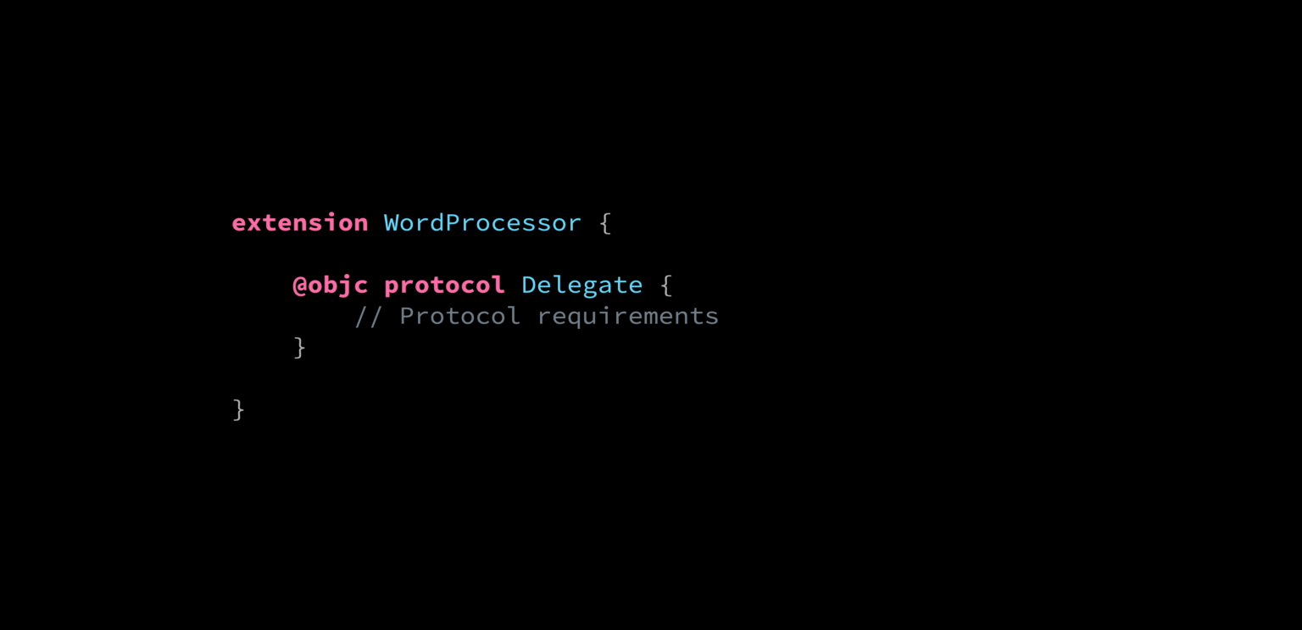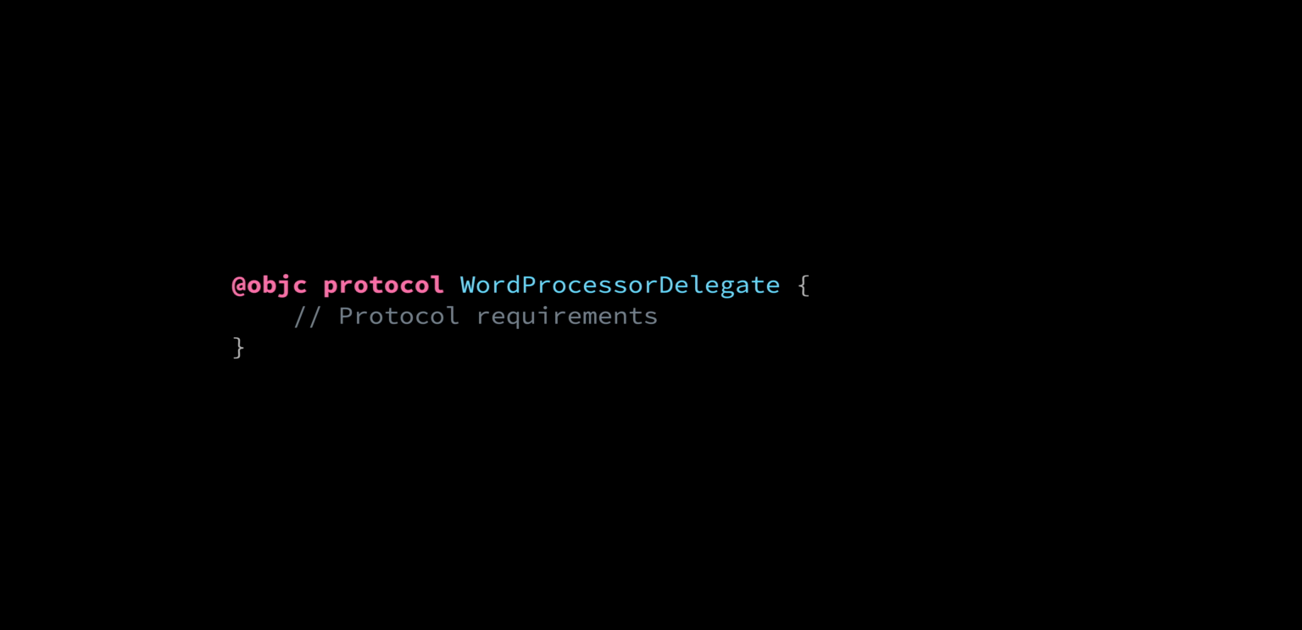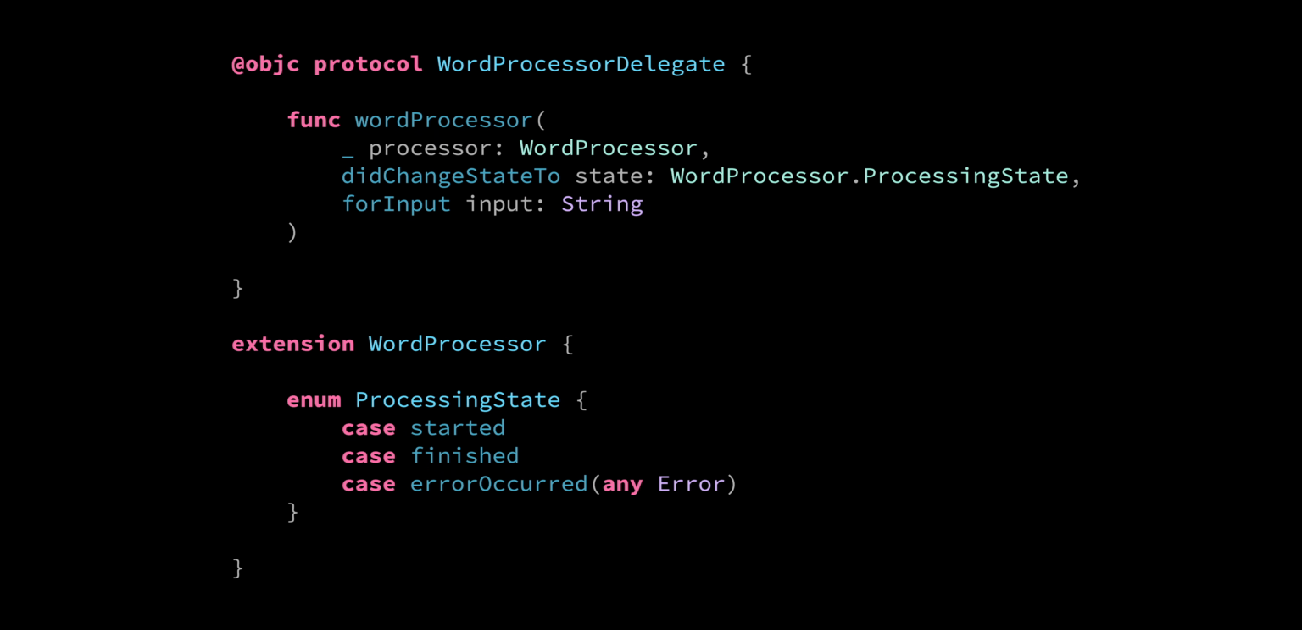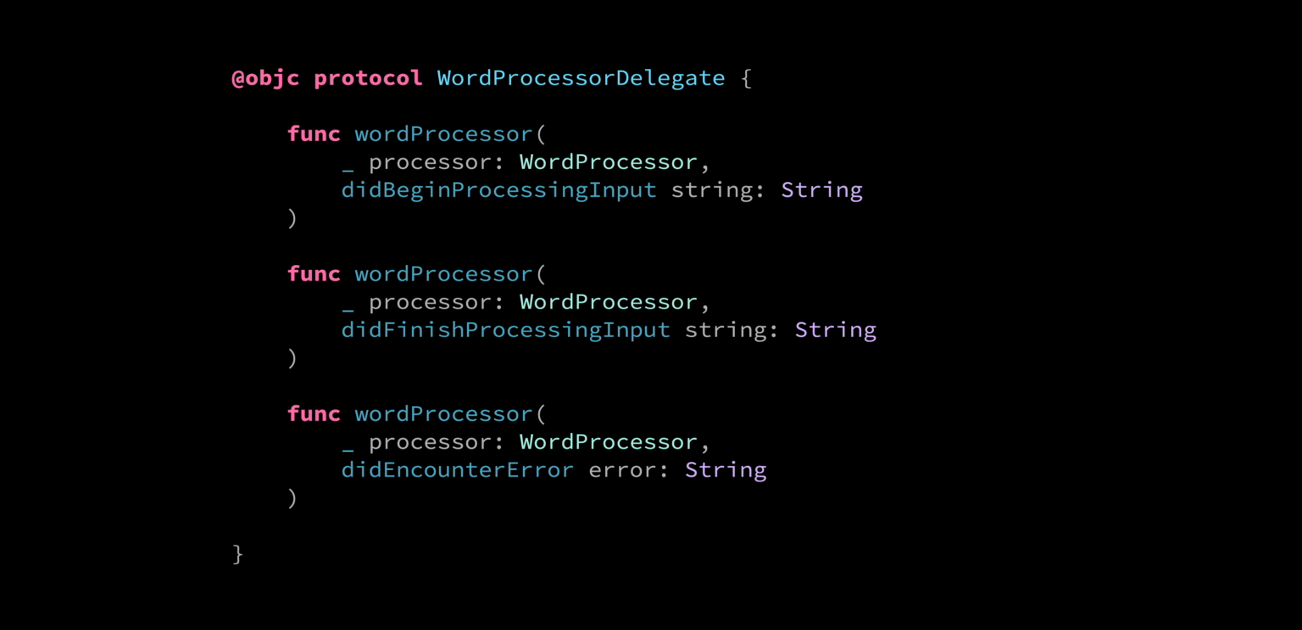But Objective-C doesn't support type nesting, so instead I'll have to declare it separately. Again, if this were a pure Swift protocol, it would probably have a single method which reports processing state. The state can be described with an enumeration. But while Objective-C does support enums, they're much more limited than in Swift. So instead of a single method, I'll need to have 3 separate functions.